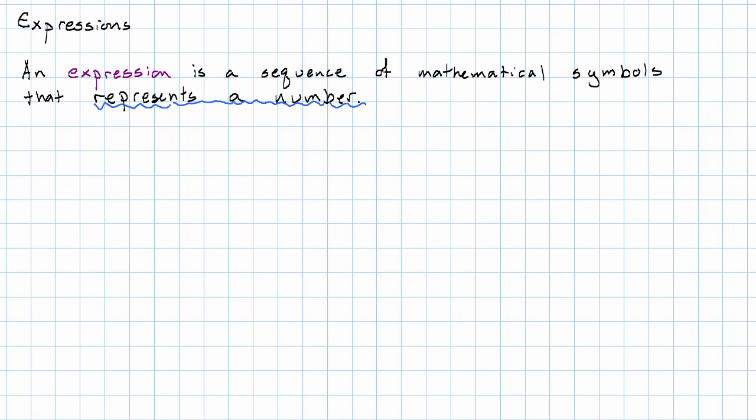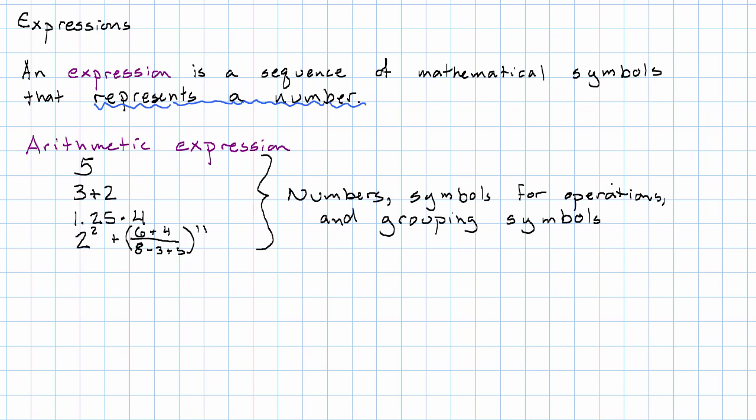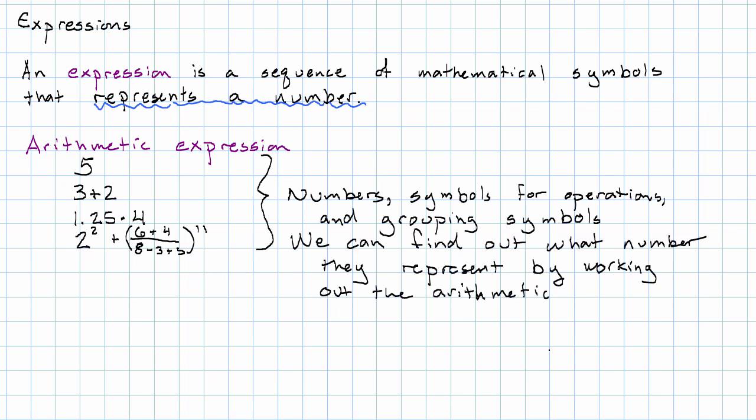So we might have arithmetic expressions. An arithmetic expression is just the kind of expression we see in arithmetic. It might be very simple, just a single number. Obviously, that represents the number 5. We could represent the number 5 in more complicated ways, or very, very complicated ways. But all of these expressions consist of only numbers, symbols for operations, and grouping symbols. We can find out what number they represent by working out all of the arithmetic that we see.